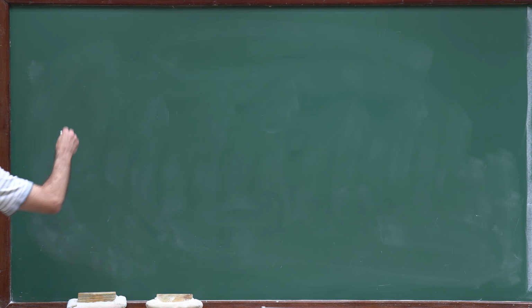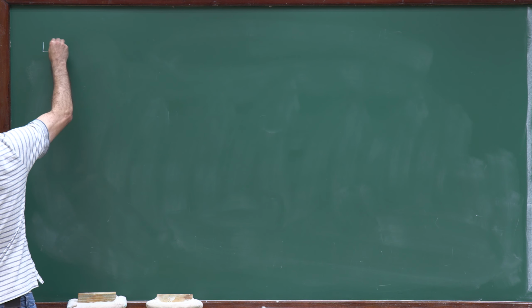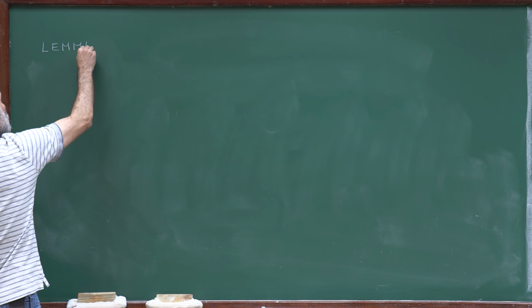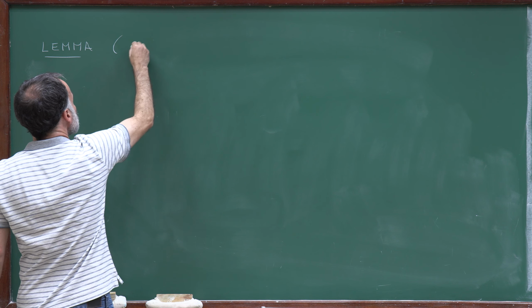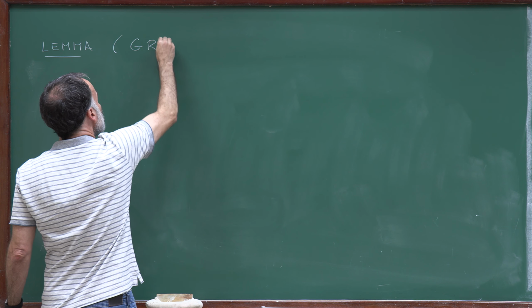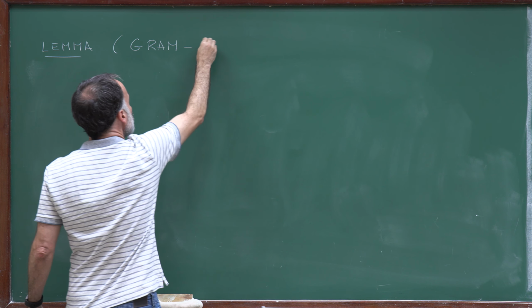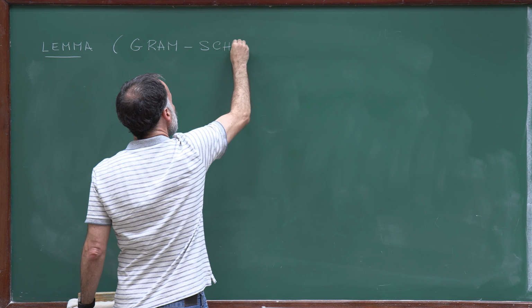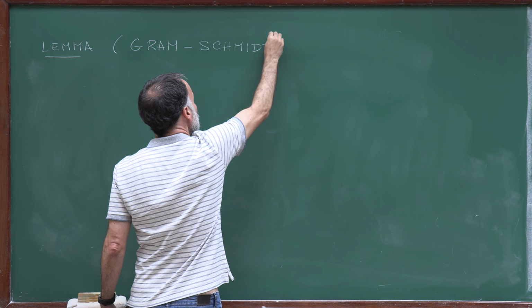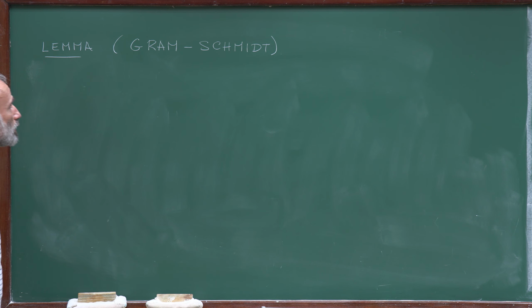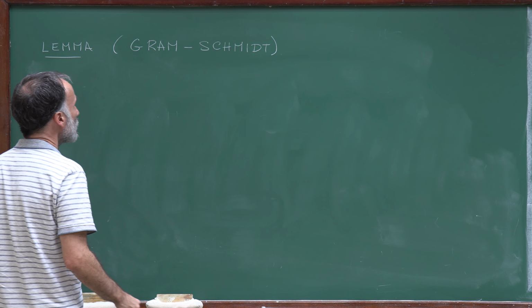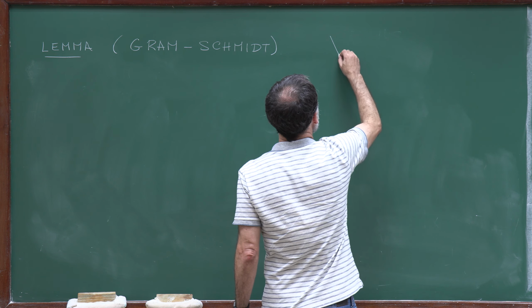So now here is a useful lemma, which is called the Gram-Schmidt construction, or the Gram-Schmidt procedure or algorithm. So X is a Hilbert space.